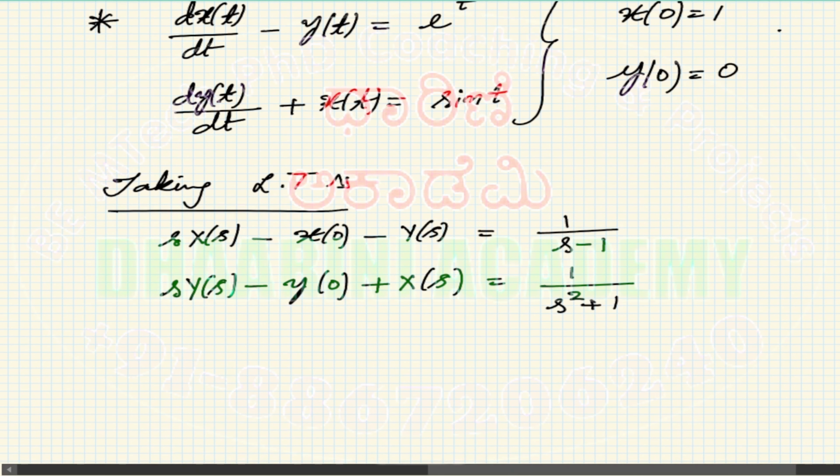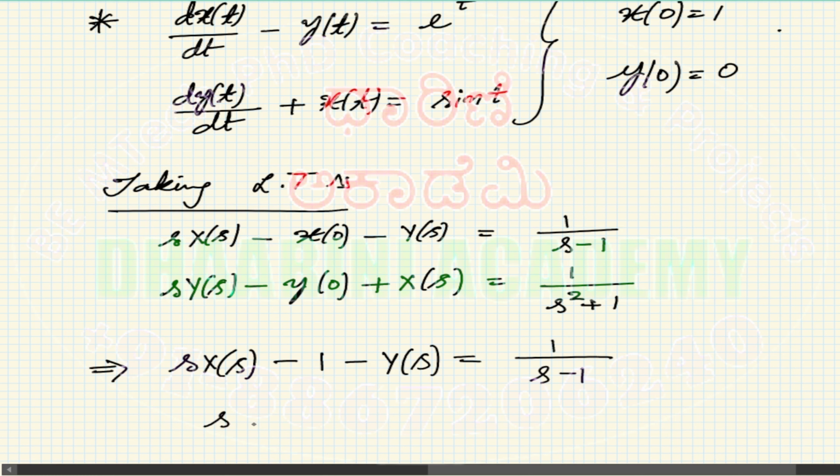Okay, now let's apply the initial conditions. X of 0 is 1 and y of 0 is 0. Correct? So this implies s into x of s minus 1 minus y of s equal to 1 over s minus 1. So s into x of s minus y of s equals 1 plus 1 over s minus 1. I'll call this equation 1.